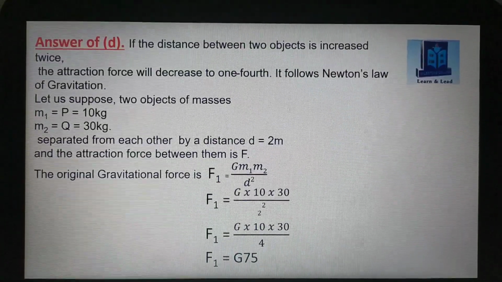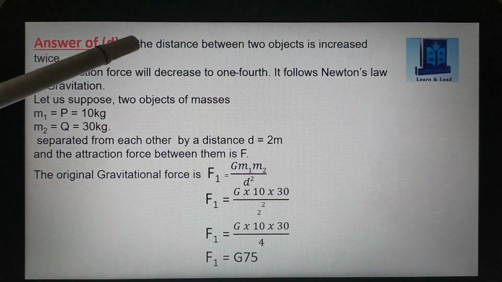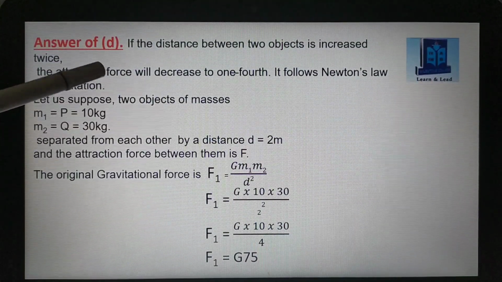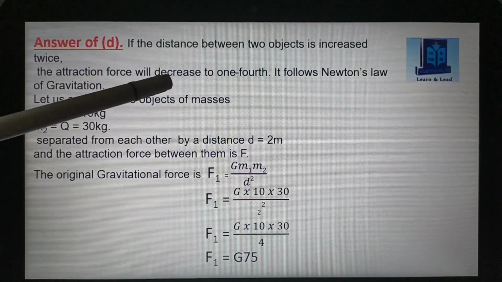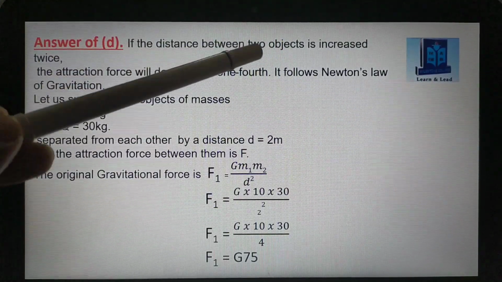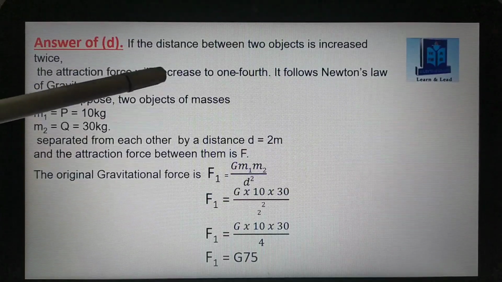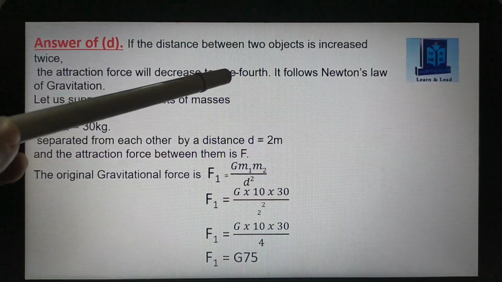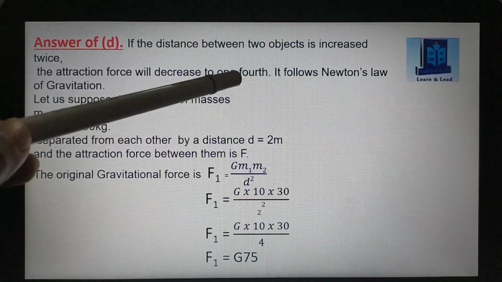So how will we solve the answer? First of all, what is the condition that I have written? What do we know actually, from the knowledge part? If the distance between two objects is increased twice, the attraction force will decrease to 1/4. So our answer must be 1/4.